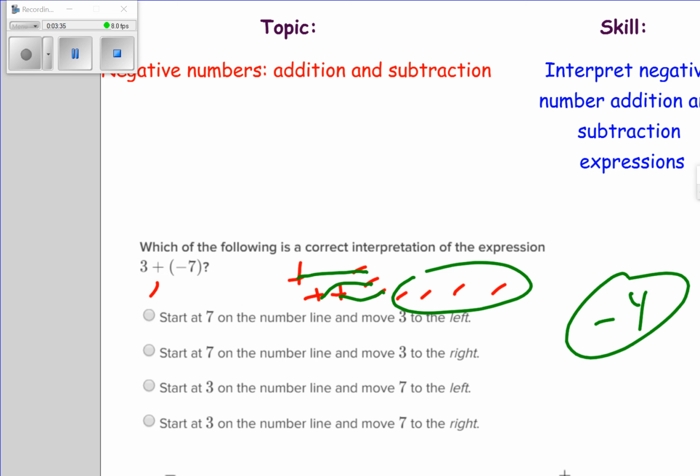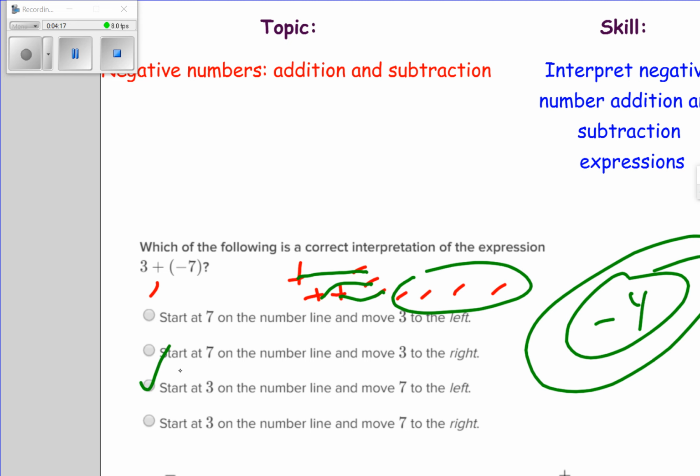So let's look at the choices here. There's only one right answer. Start at 7 on the number line and move 3 to the left. Well, if I start at 7 and I go 3 to the left, 1, 2, 3, I end up at +4, so that's not right. Start at 7 on the number line and move 3 to the right. I'm going to end up over here, so that's not right. Start at 3 on the number line and move 7 to the left. It's 1, 2, 3, 4, 5, 6, 7. That's -4. That's the answer we want. So that's the correct answer.